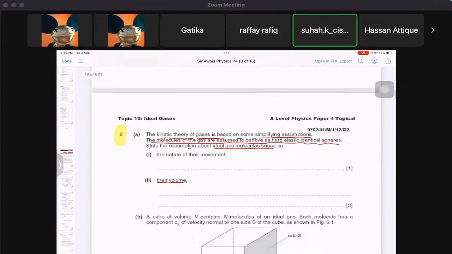Similar question. Now, the kinetic theory of gases is based on some simplifying assumptions. The molecules of the gas are assumed to behave as hard, identical spheres. State the assumption about an ideal gas based on the nature of movement and their volume. So basically now he has restricted you to the first point, which was the volume, and also the nature of movement, right? The nature of movement basically was the fourth point. Yeah, exactly. Do you understand? So you have to make sure that you remember all this.